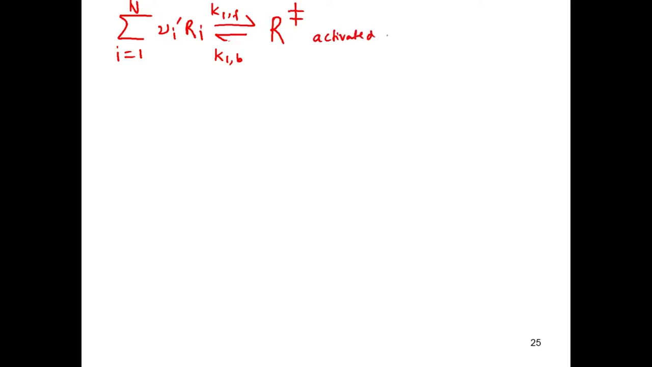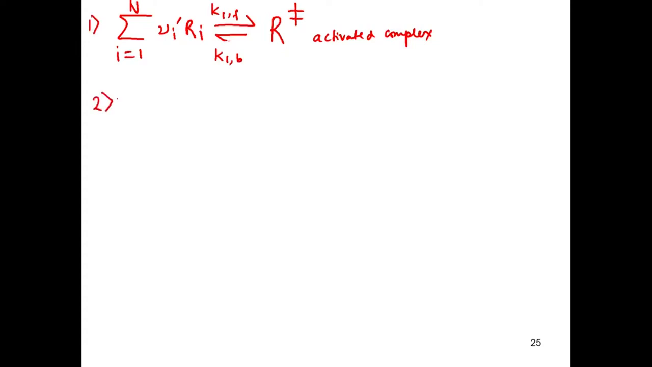So, the reaction scheme of this is actually, you will see, very interesting. It is given by like a generalized reaction scheme. Ri is the reactants, K1F is the forward reaction rate constant, K1B is the backward reaction rate constant, and this R cross is formed. R cross is the activated complex. Okay. So, this is the first step, step 1.